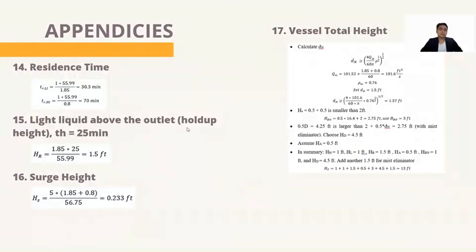And then we determine the hold-up height. We use TH equal to 25 minutes. We get a hold-up height of 1.5 feet. For surge height, we get 0.233 feet. And lastly, we determine the total height of the vessel. We get a total height of 13 feet.